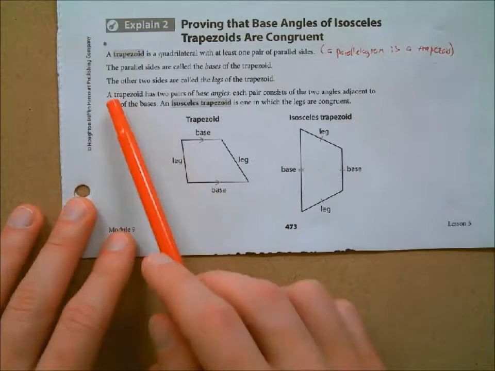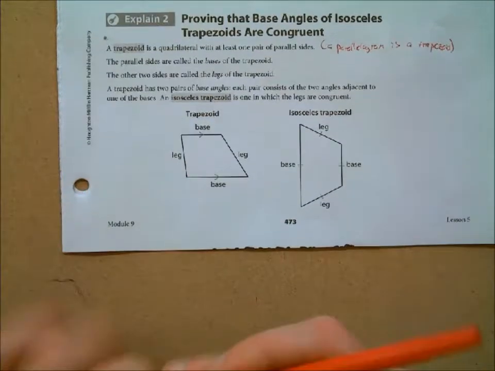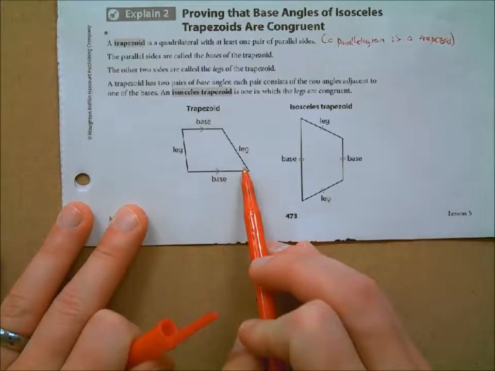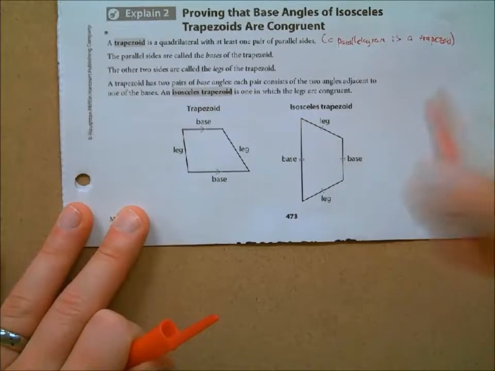A trapezoid has two pairs of base angles. So here's a base angle here, a base angle here. Here's a base angle here and a base angle here. And then here, base angles there, base angles there. Two pairs of them because they have two bases.